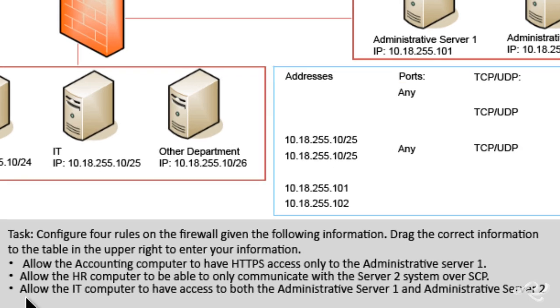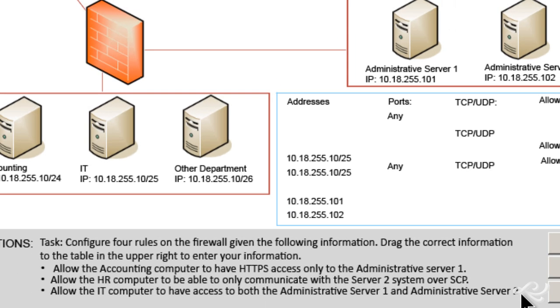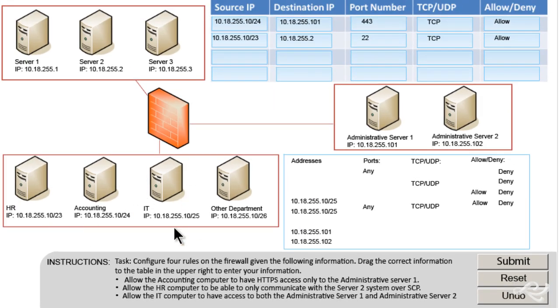So let's go to the last two rules, which are combined into one. Allow the IT computer to have access to both the administrative server 1 and administrative server 2. Here's the IT computer, and here's administrative server 1 and administrative server 2. So that's who we're going to connect to. Here's the IT IP address. We'll grab that, go to source IP. Then the destination is this guy, .101.